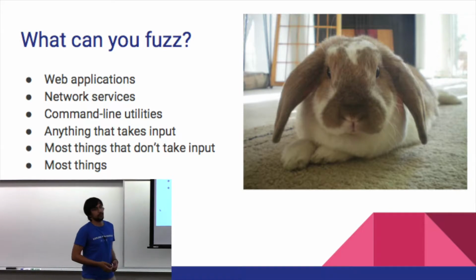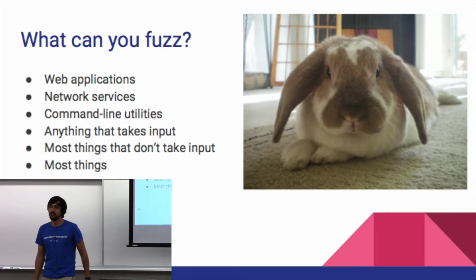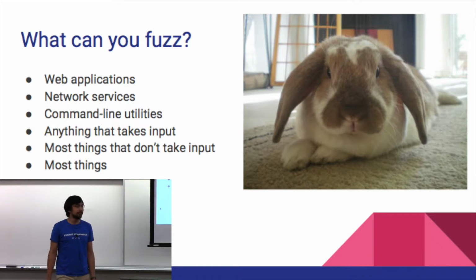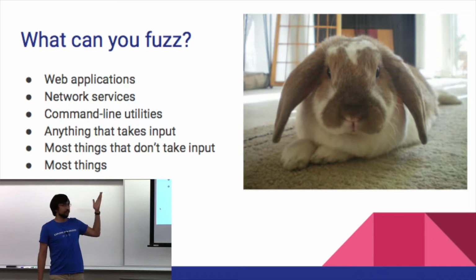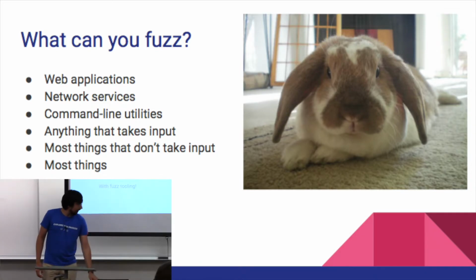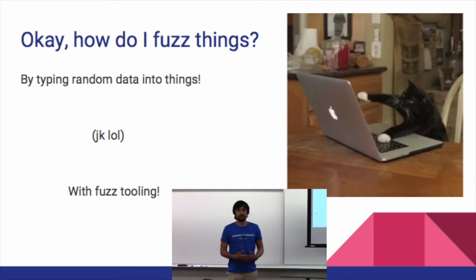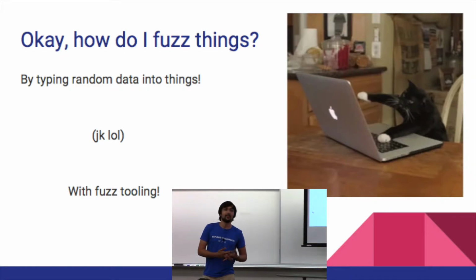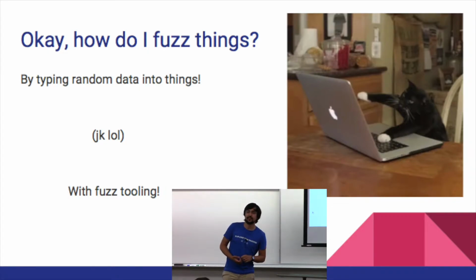Then some of the more classic examples are command line utilities, and we'll look at some of those later. Basically anything: data coming in over the wire, data coming in over HTTP, anything that takes input. And what we're going to learn is how we fuzz things. The way we do that is, as you can see, this cat is an expert, very knowledgeable in things related to fuzzing.